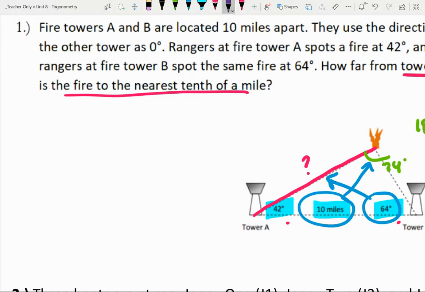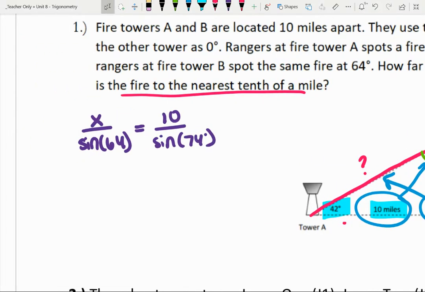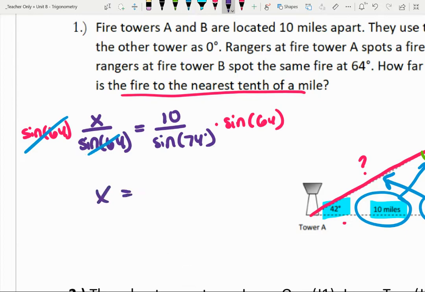So I'm going to set this up where I've got my missing side length, I'm going to call that x, over the sine of 64 degrees is equal to 10 over the sine of 74 degrees. So I want to get x all by itself. So I'm going to multiply both sides by the sine of 64. Remember, that's just a value. And so on the left-hand side, we're left with just x. So x is equal to 10 times the sine of 64 degrees divided by the sine of 74 degrees.